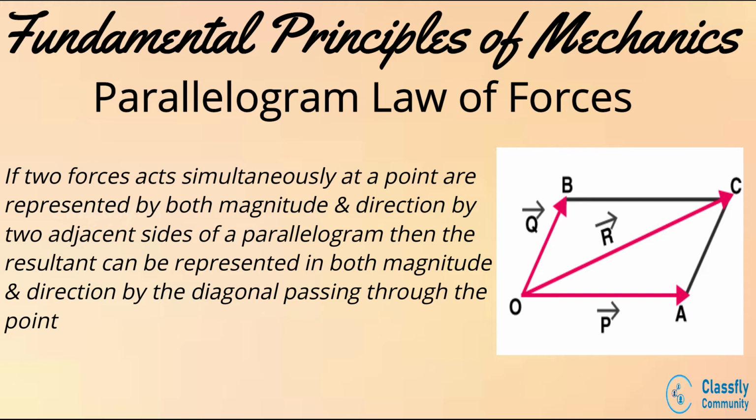Consider the following figure. Here, assume that P and Q are the two forces acting at point O. Hence, they can be represented by the adjacent sides of a parallelogram. Force P is represented by OA and force Q is represented by OB. These are the adjacent sides of the parallelogram OACB. Hence, the resultant of the forces P and Q can be represented in both magnitude and direction by the diagonal OC which passes through the point O.